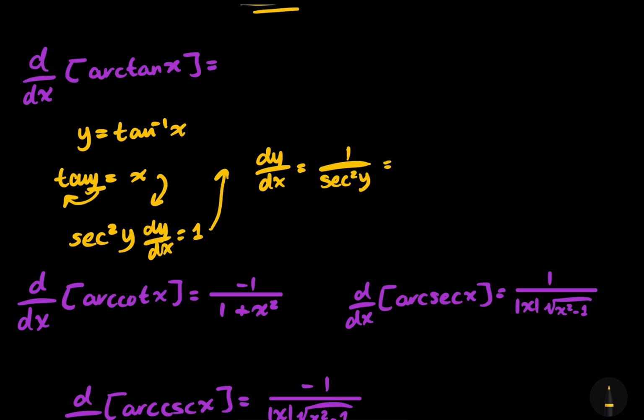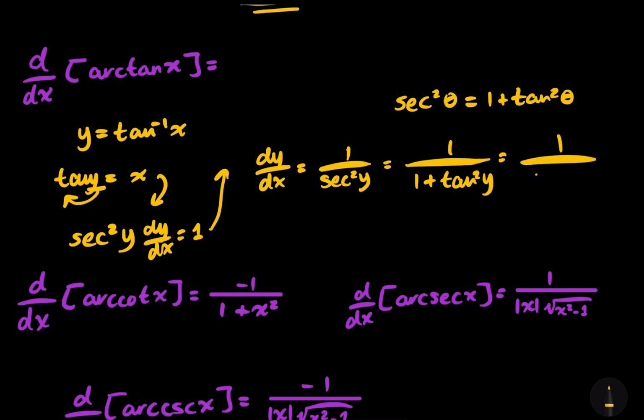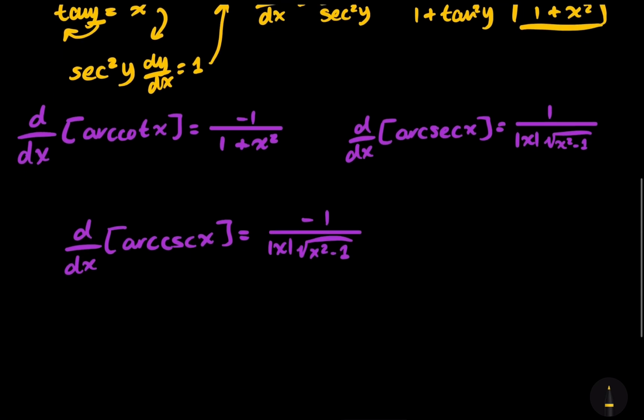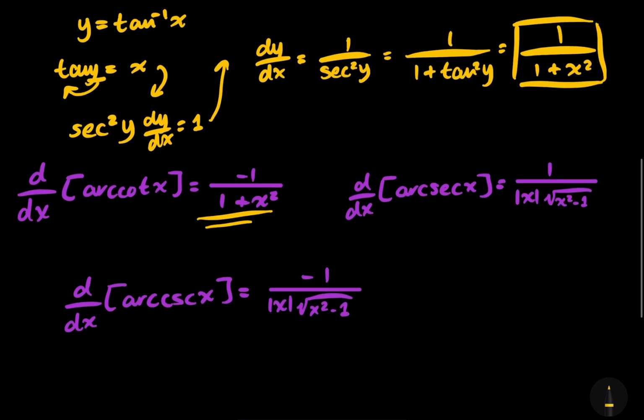But we know that secant squared of theta is equal to 1 plus tangent squared of theta, right? And so if we input y instead of theta, we would just end up with 1 plus tangent squared of y. And we know that tangent of y is equal to x, so we can substitute tangent squared of y with x squared. So we'll end up with 1 over 1 plus x squared, and that would be the derivative. And again, you can do the same process to determine the derivative of arc cotangent of x, and you'll just end up with the negative of this result over here.